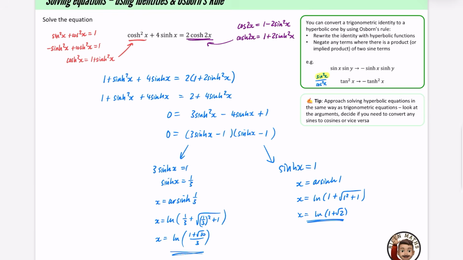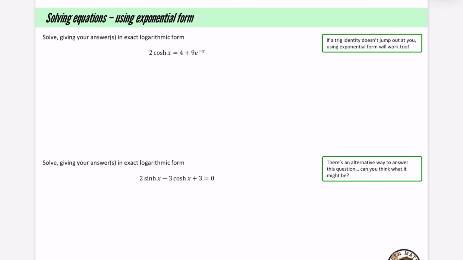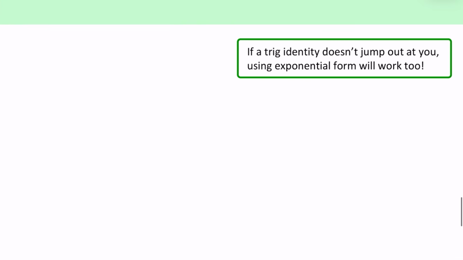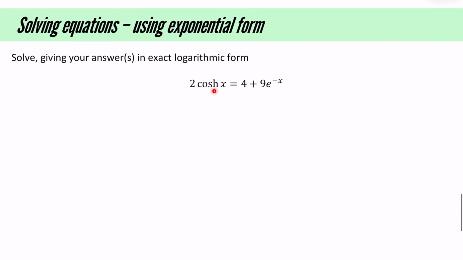Okay? So the last thing I want to have a look at is solving equations where using exponential form is maybe a better approach. There's often a couple of clues that would help us with this. So I've said if a trig identity doesn't jump out at you, using an exponential form will work too. Now this one, I suppose, there's not really a trig identity I can use.